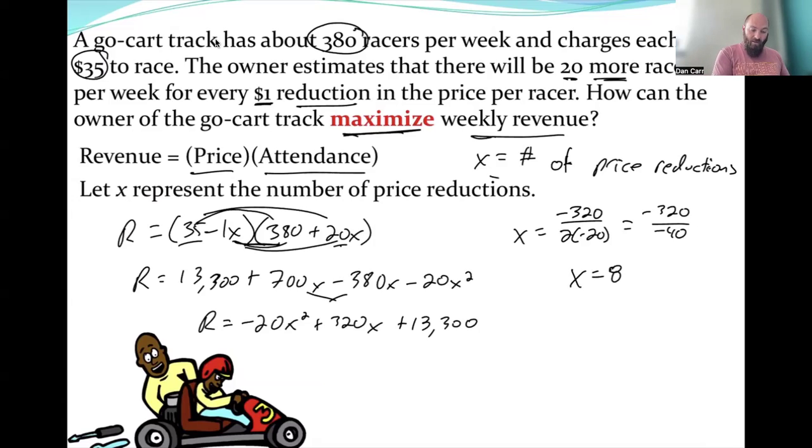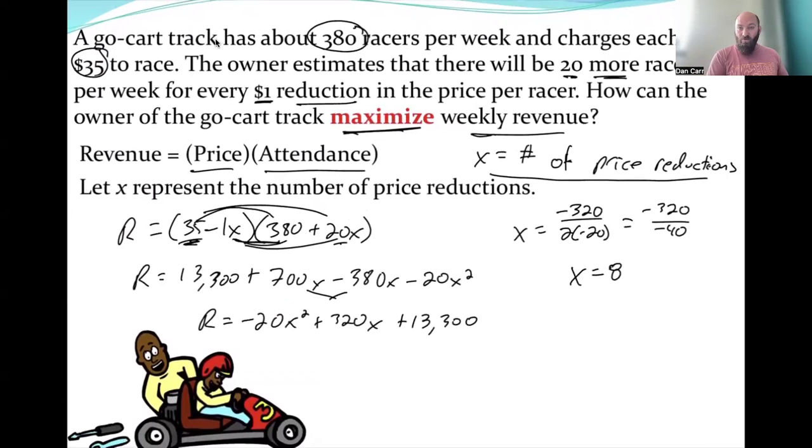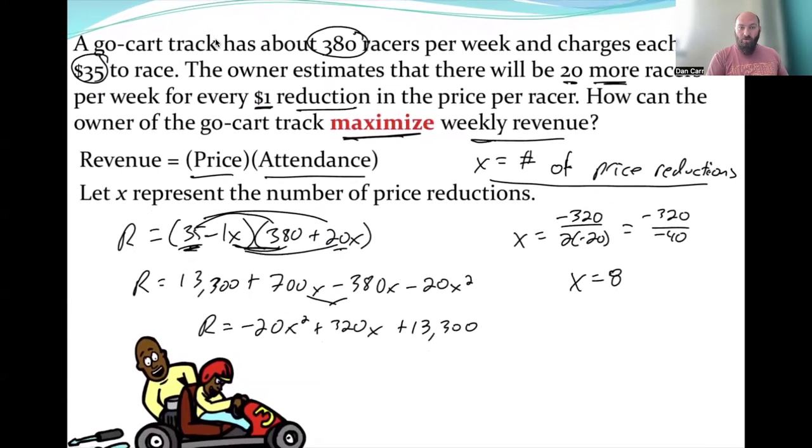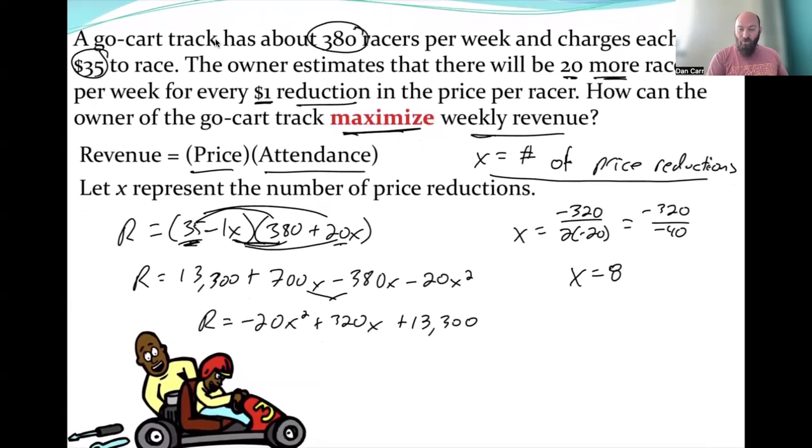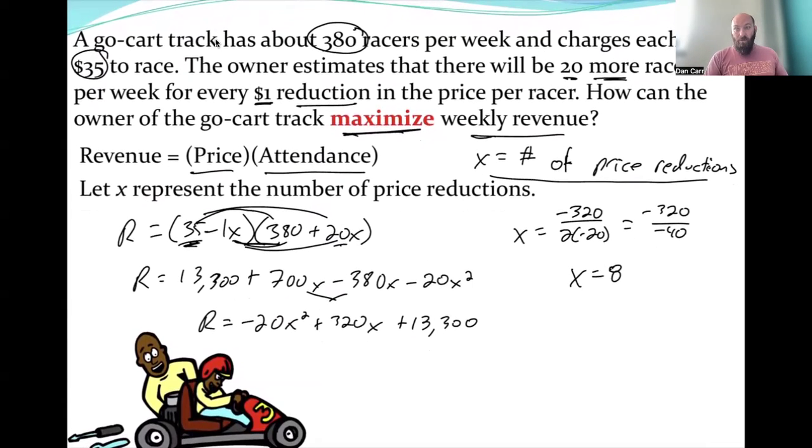8, remember, this is the number of times we reduce the price. So 8 represents taking our $35 and we subtract 8 away from that. That's going to be our new price that gives us our maximum revenue. So how can the owner of the go-kart track maximize weekly revenue? If I answer this completely, we're going to say that we can reduce the price by taking 35 minus 8 to give me $27. Okay, so the go-kart should charge $27 is the idea. Now it didn't quite say it here, but we can also find that maximum revenue by plugging it in here.